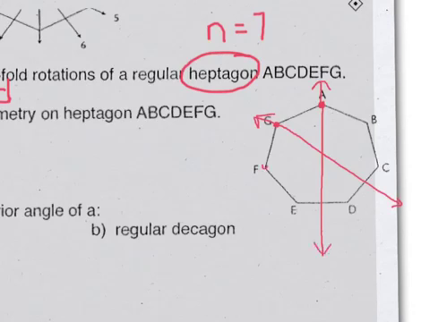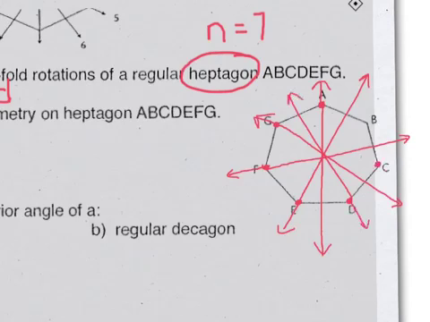I'm going to start at angle F and go across to side BC. Start at angle E and go across to side AB. Start at angle D, go across to side AC. Start at angle C, go across to side GF. And what did I miss? Angle B, go across to side FE.